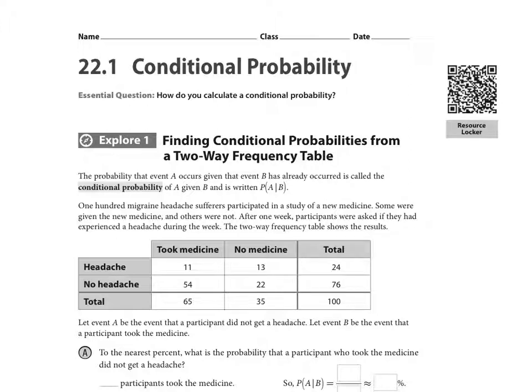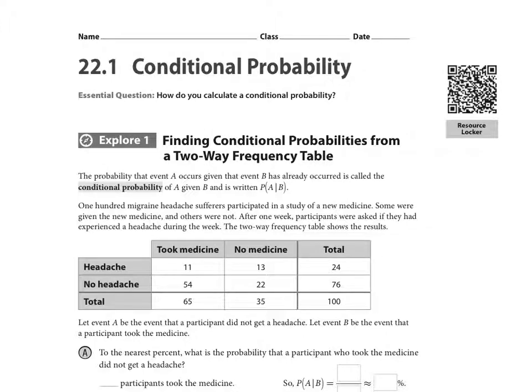Okay. So conditional probability, as you can see here in our definition at the top, is the probability that event A occurs given that event B has already occurred. And we have this notation here, the probability of A/B, or the probability of A given B. So let's talk about how we're going to do this, okay?